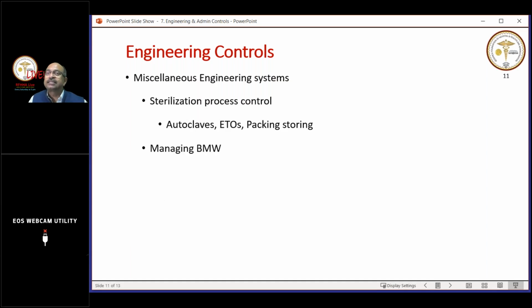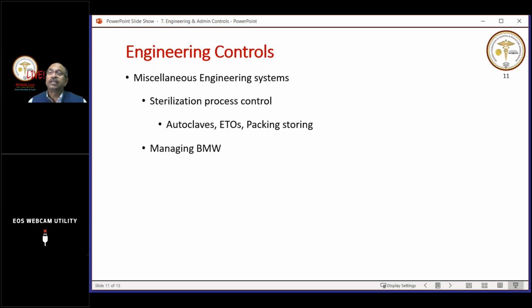The next is other miscellaneous engineering systems which provide us controls. So you have the sterilization process control, where you have the autoclaves which plot the temperature graphs, so you know what temperature was achieved and for how long it was held at that temperature, and therefore we know the effectiveness of the sterilization process, the steam sterilization process. Similarly, many of the ETOs are automated and therefore the cycles are controlled, and you can have a printout of the total exposure and the cycle times.